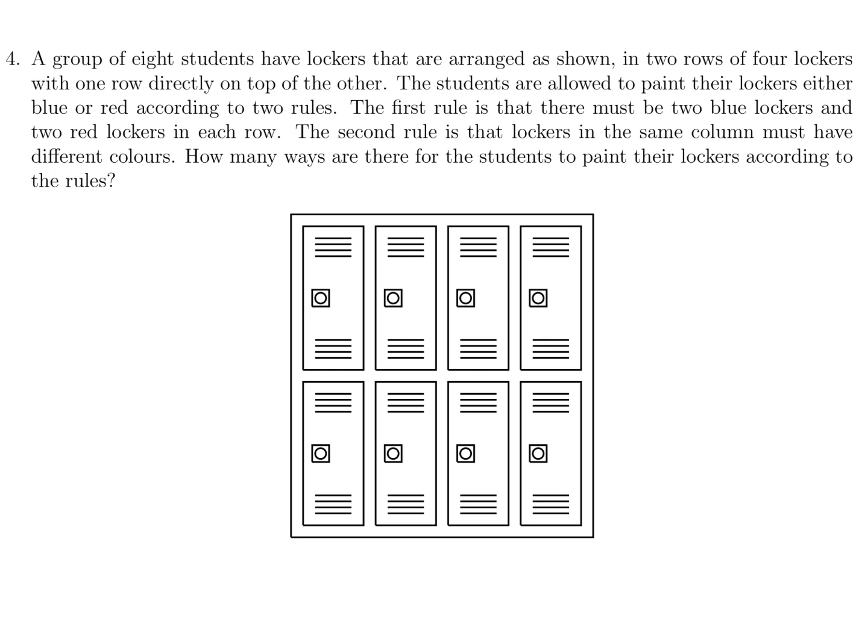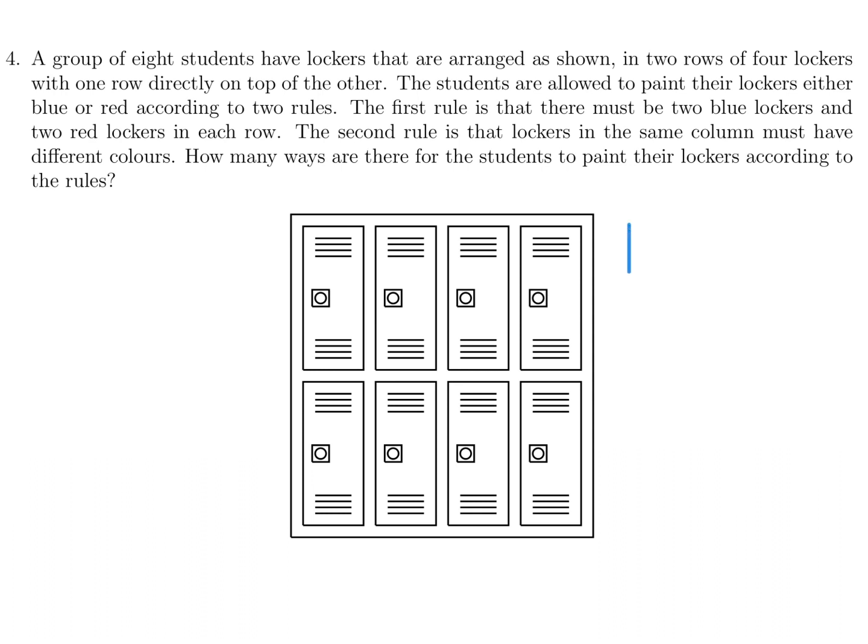A group of 8 students have lockers that are arranged as shown in 2 rows of 4 lockers, with 1 row directly on top of the other. The students are allowed to paint their lockers either blue or red according to 2 rules. The first rule is that there must be 2 blue lockers and 2 red lockers in each row. The second rule is that lockers in the same column must have different colors. How many ways are there for the students to paint their lockers according to the rules?